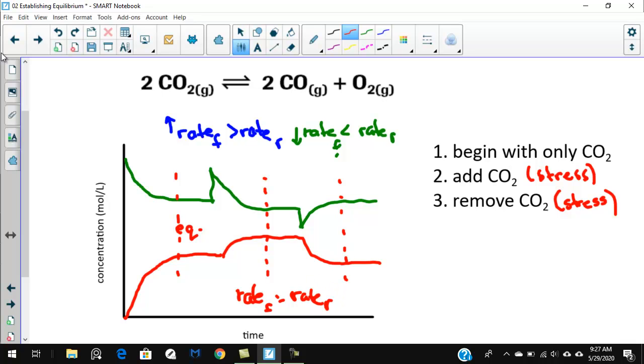And you should be able to take a look at each of these starting points. So here, here, and here, and explain why one of the rates is faster, and then explain what it would take to bring those rates back into equilibrium, back so that the rates are equal to each other again.